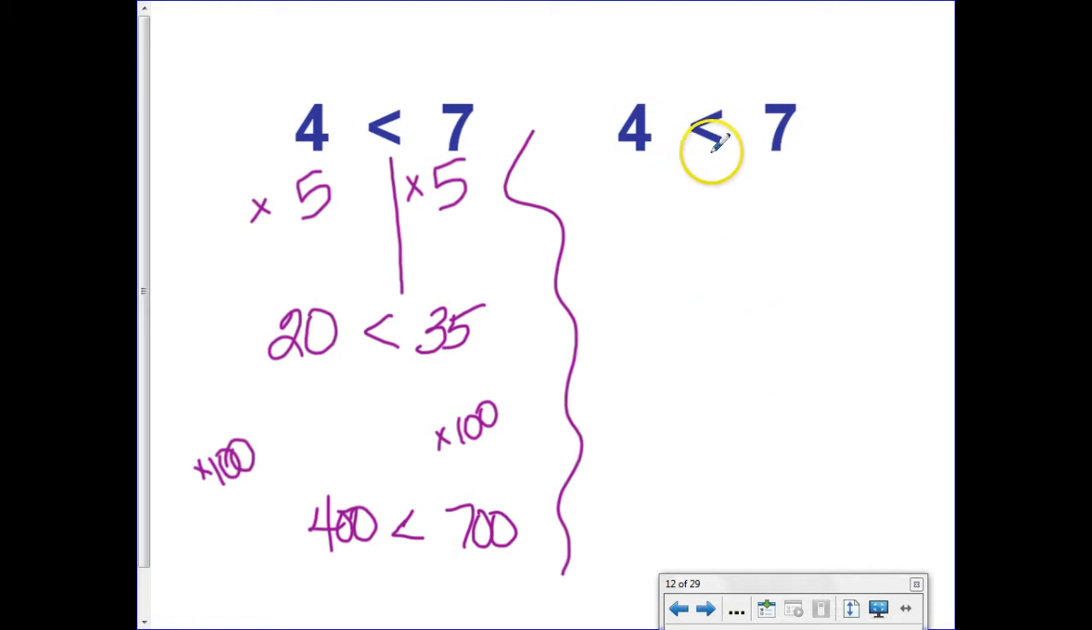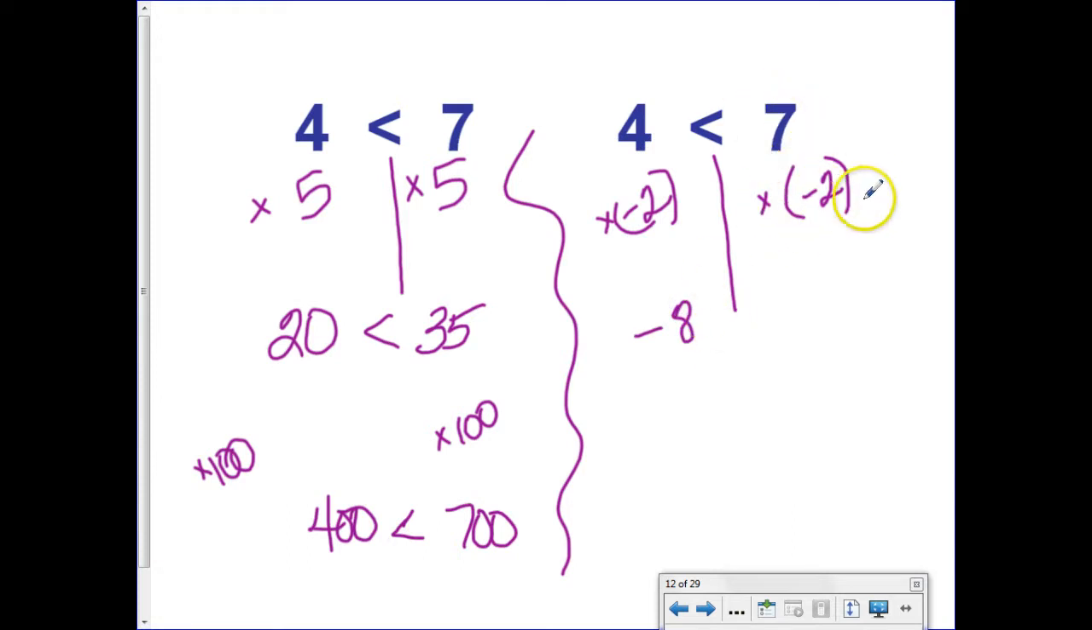I want you to come over to this duplicate 4 is less than 7 inequality on the right-hand side here. And what if I told you to multiply by negative 2? And then come over here and multiply by negative 2. On the left, 4 times negative 2 is negative 8. On the right, 7 times negative 2 is negative 14. Oh. Hold your horses here.